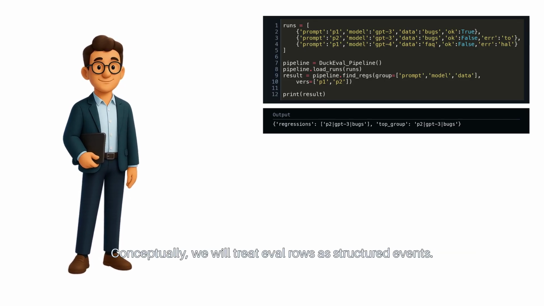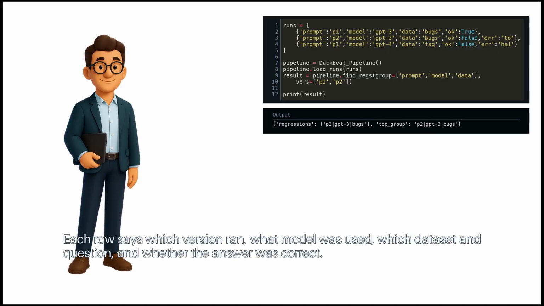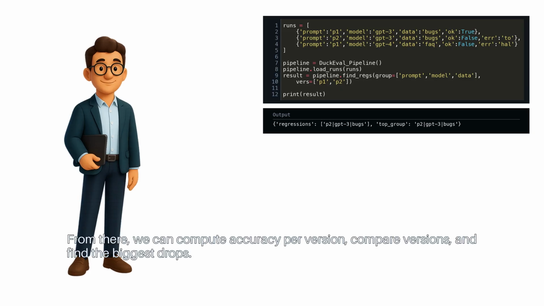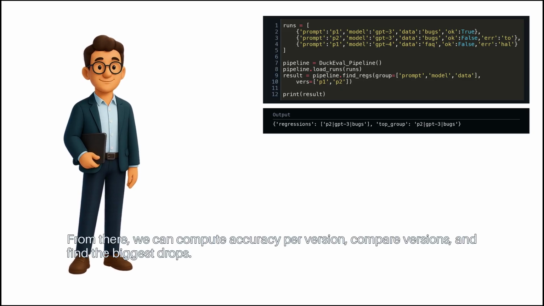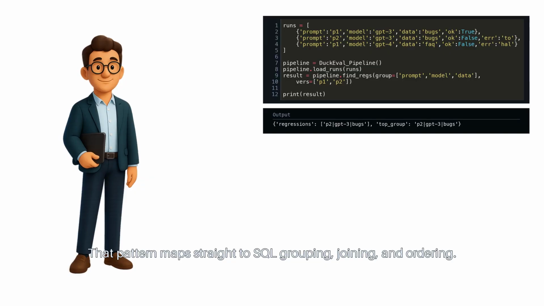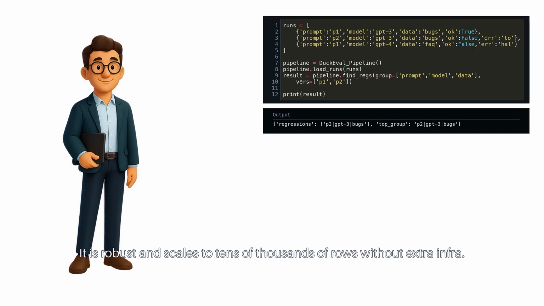Conceptually, we will treat eval rows as structured events. Each row says which version ran, what model was used, which dataset and question, and whether the answer was correct. From there, we can compute accuracy per version, compare versions, and find the biggest drops. That pattern maps straight to SQL grouping, joining, and ordering. It is robust and scales to tens of thousands of rows without extra infra.